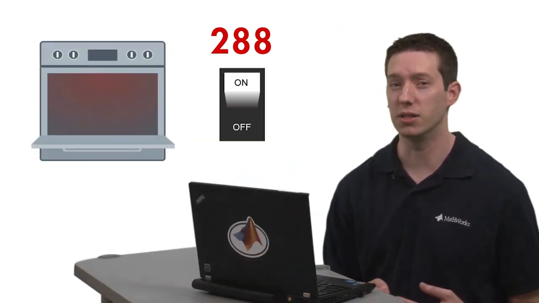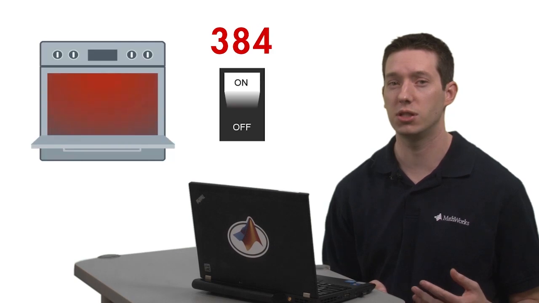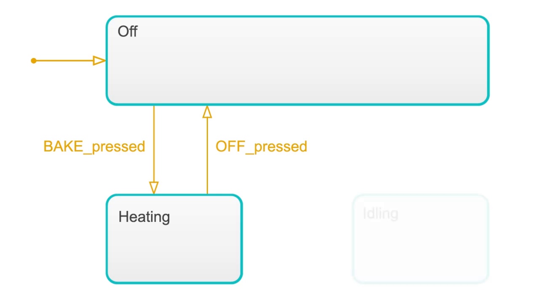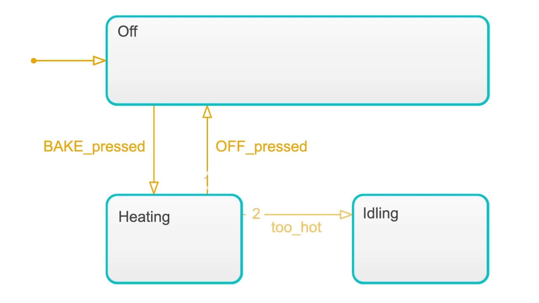Now, once you turn an oven on, the heating element doesn't stay active indefinitely. When the oven approaches the desired temperature, the element cycles on and off to maintain that temperature. So, let's add a third state called idling, which represents the situation where someone is baking, but the heating element is off. When the oven gets too hot, it goes to this idling state, and it returns to heating as the temperature drops and the oven gets too cold.